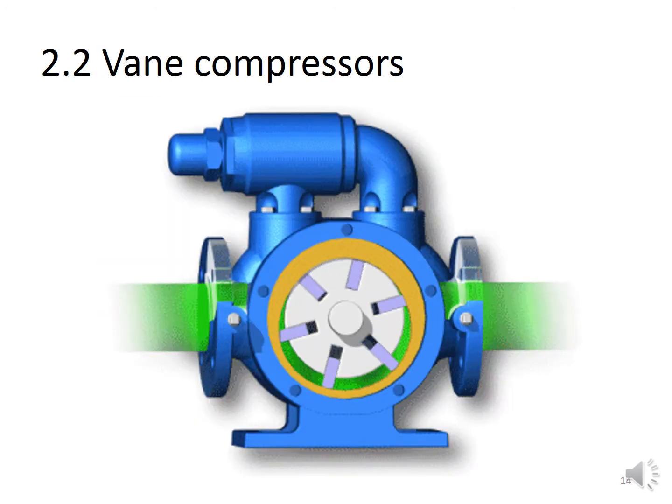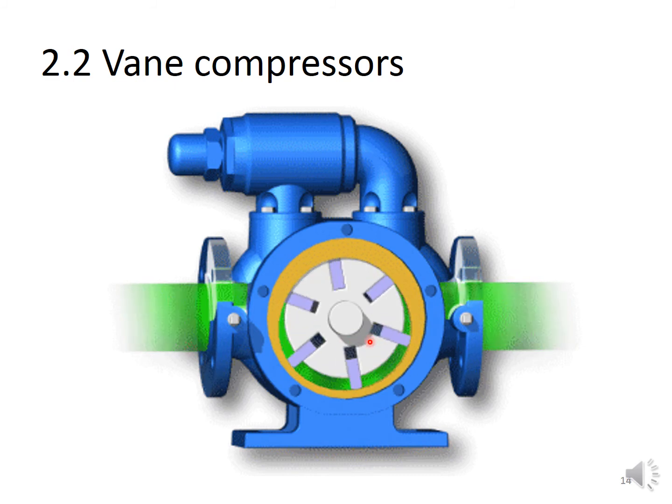Vane type of compressor. Now this vane type of compressor, you see, there are vanes. These are called vanes. These are rotating, and they compress the air. Usually this vane type of compressor is connected with an electric motor. Okay, it is also very quiet in operation.